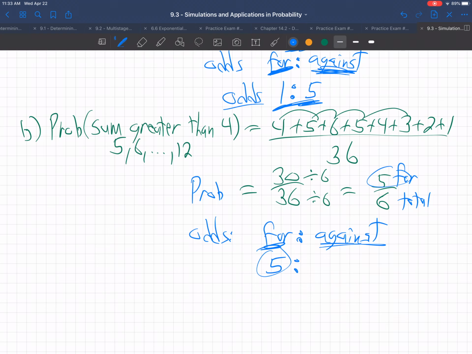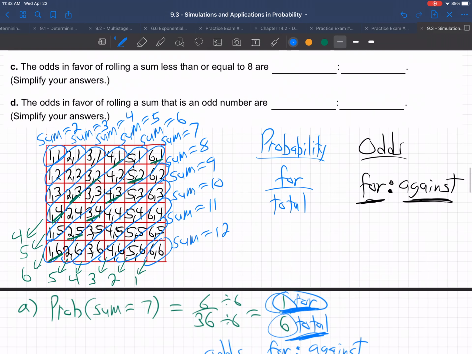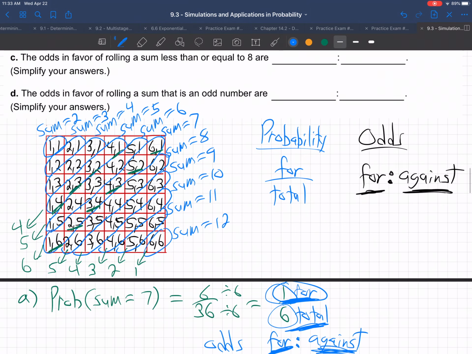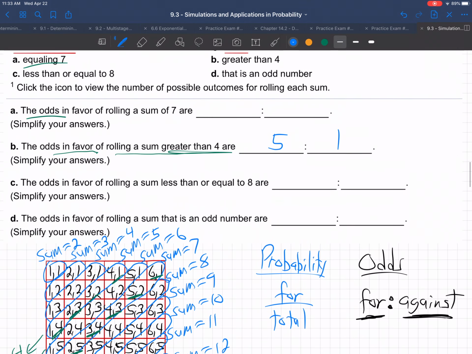imagine a debate. 5 people are for the issue, 6 total people in the debate. So if 5 are for the issue, 6 total in the debate, how many are against it? Must be 1 against it, right? Odds are for and against instead of for over total. So if there's 6 total and 5 are for the issue, 1 must be against. So 5:1, that's the answer here. The other last answer was 1:5.